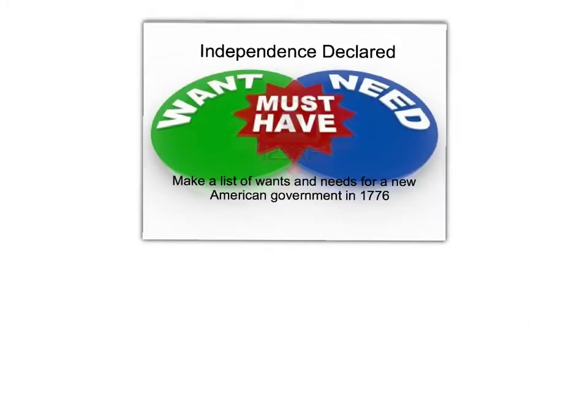Once independence was declared, that was somewhat of the easy part. The Americans had to come up with a list of wants and needs and must-haves for a new American government in 1776. Knowing that they were going to have to fight a war with the British to establish their independence, they also had to establish a government that would govern the 13 independent colonies. So take a minute to make a list of the wants and needs for a new American government in 1776 and see what you can come up with.